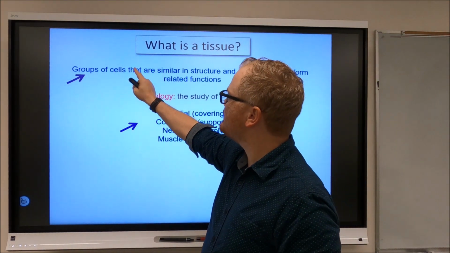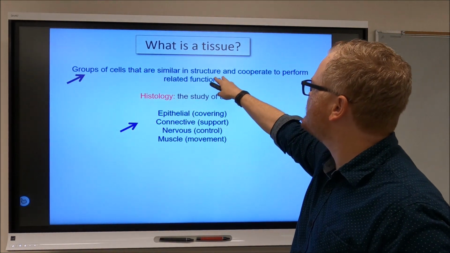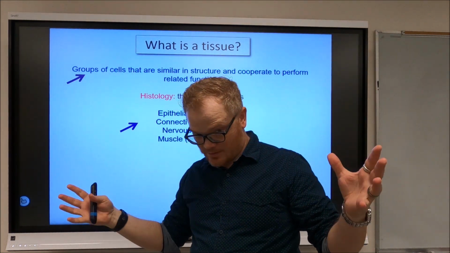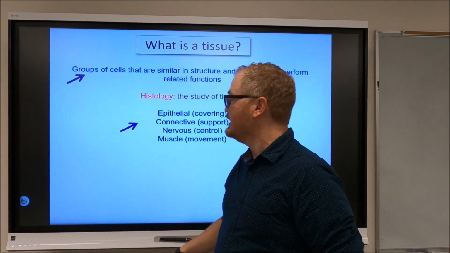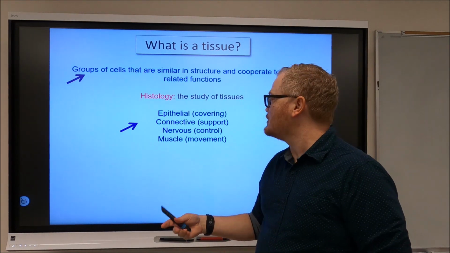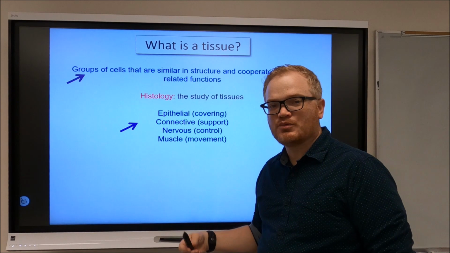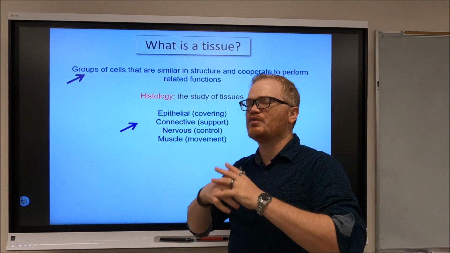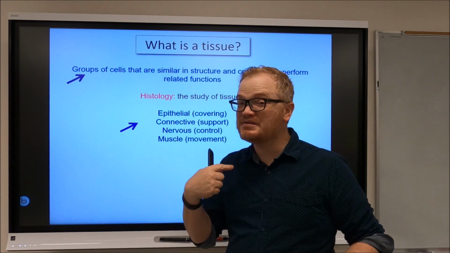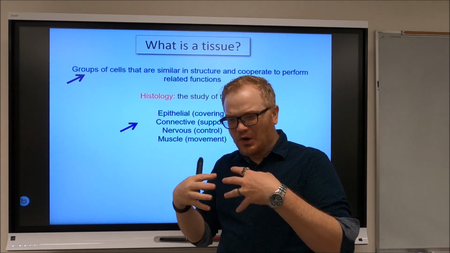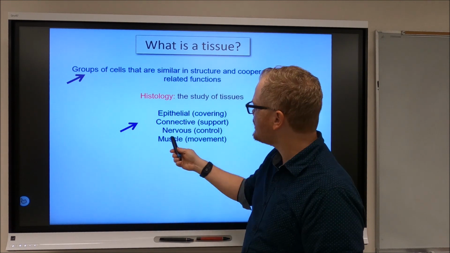Tissues are groups of cells similar in structure and working together to provide some sort of commonality, a function, if you will. Now, histology is the study of tissues, and in the world of tissues, there are four main types we will discuss here. This is epithelial. Epithelial tissues are all the coverings of the body, inside and outside, all the coverings. Connective tissues kind of hold things together.